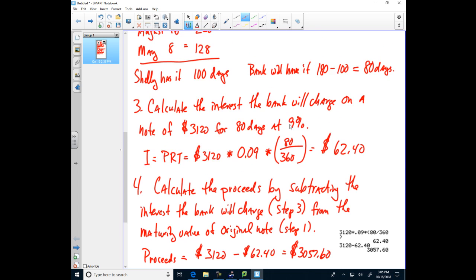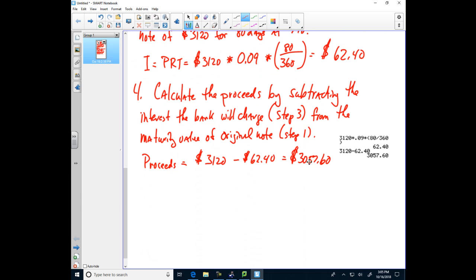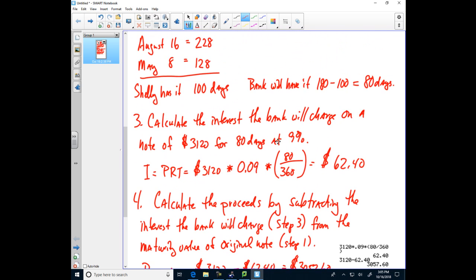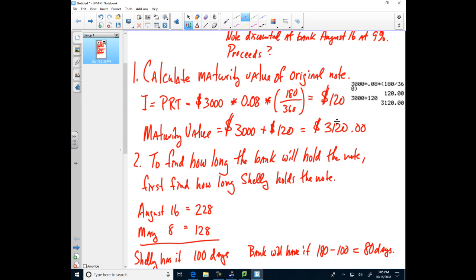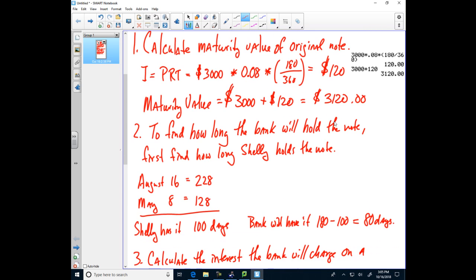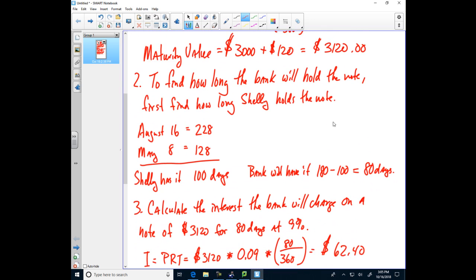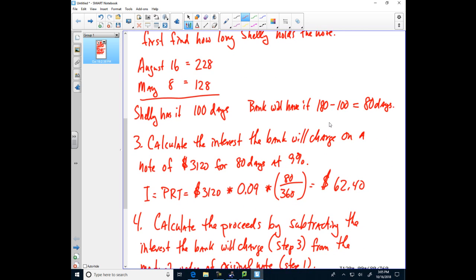So if down here you come up with, Shelley's going to get like $3,500, well, that ain't going to work, guys, because she was only supposed to get $3,120 if she'd held the note for the 180 days. Okay, so everybody see the process here? Just go 1, 2, 3, 4.